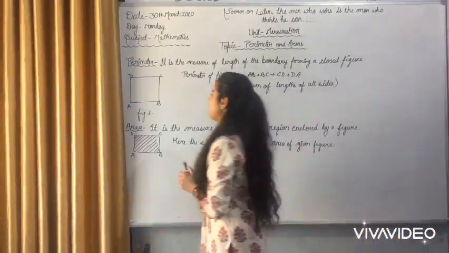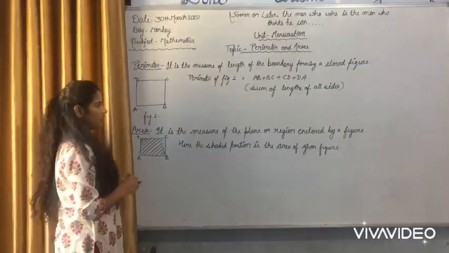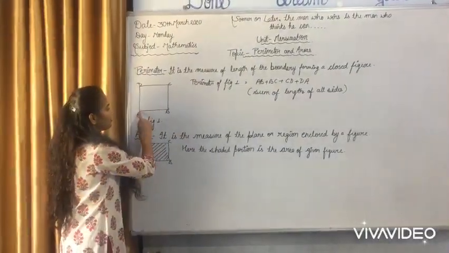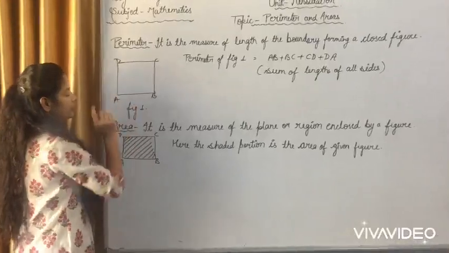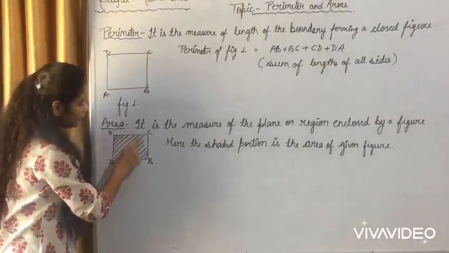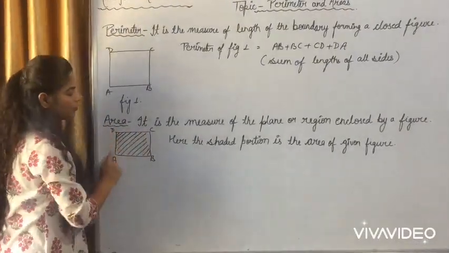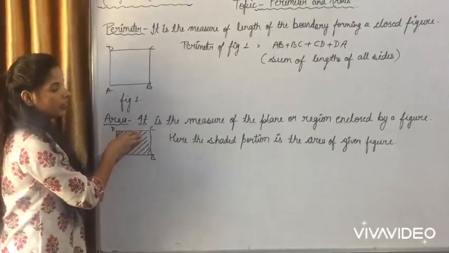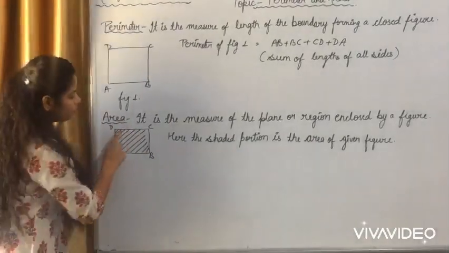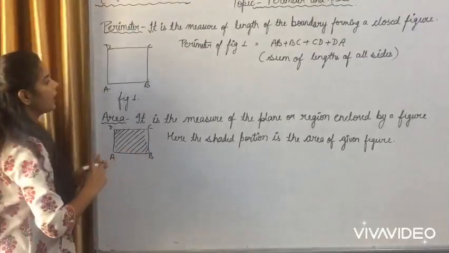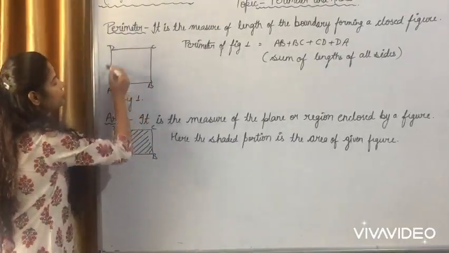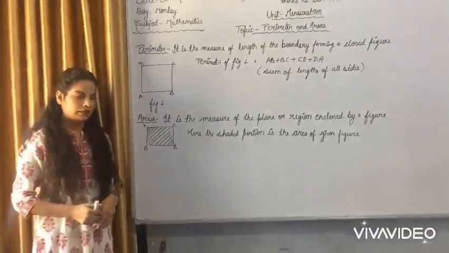What does it mean? When we were studying the perimeter, we added the lengths of these sides. While discussing the area, this shaded region, the region enclosed within this figure, is called the area. This shaded portion represents the area, while these sides were representing perimeter.